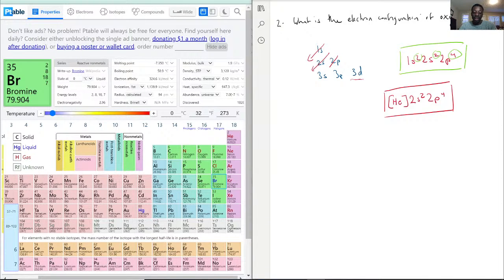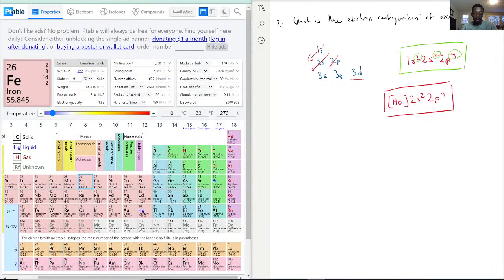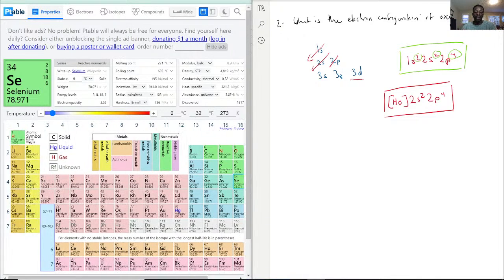You notice that we could have picked anything, like if we're doing selenium, which is on row 4, for example, you would notice that we would use argon to represent that it has everything before it that makes argon, and then you'd be adding the parts that come after it. So you'd be like 4s2 and so on.